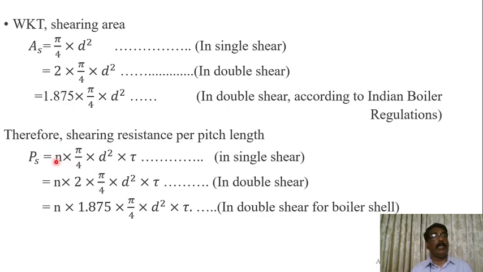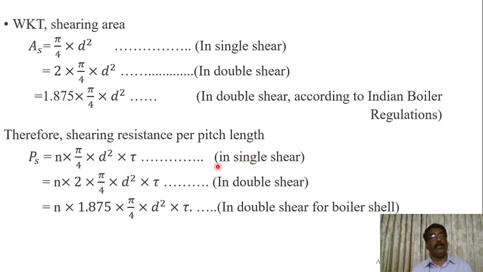If it is a single riveting, n is equal to 1. If it is a double riveting joint, then n is equal to 2. If it is a triple riveting, n is equal to 3. So the value of n depends upon how many rows of rivets there are in a particular joint. This pi by 4 d square is the area which resists the shearing, the area of the shank portion, and tau is the permissible shear stress induced in the rivet. Now coming to the units, the area should be in mm square, and shear stress always in Newton per mm square. The mm square cancels out, so you will get the shear resistance in Newton.